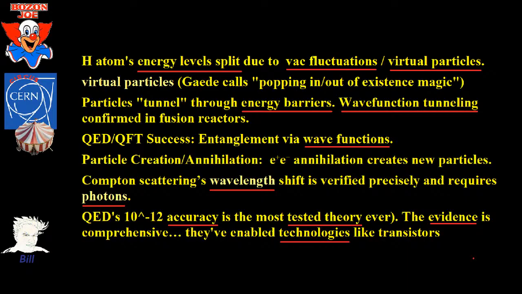Okay? The evidence, again, introducing evidence, he thinks it's a court of law or something, is comprehensive. They've enabled what? Technologies like transistors. Technology has nothing at all to do with science. Technology we develop by trial and error. Science is about explaining. What does one thing have to do with the other? Nothing.